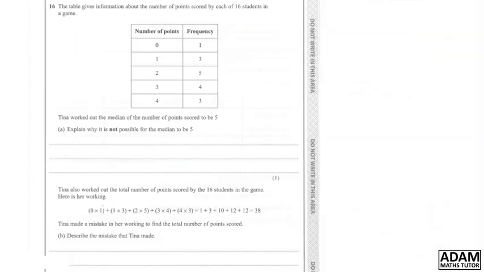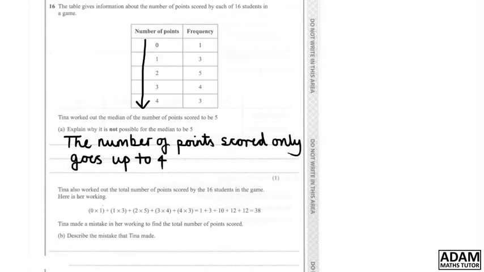Question 16. Tina worked out the median of the number of points scored to be 5. Explain why it is not possible for the median to be 5. Well, the students scored 0, 1, 2, 3, 4 points. 5 doesn't even exist, which means it can't be the median. So the number of points scored only goes up to 4.